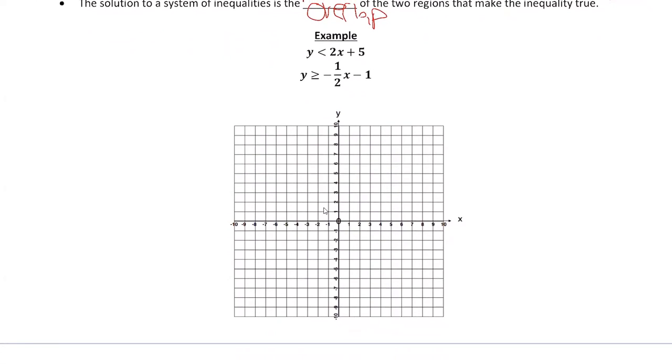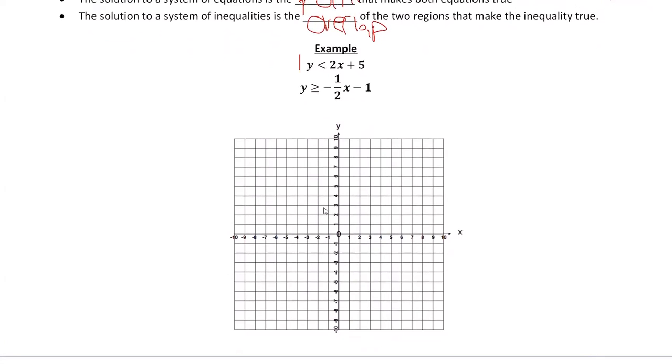Same idea, like I said. Usually when you're in class, I would have you use two different colors, but I like to first just ask myself the question: is it going to be dashed or solid? That one would be dashed because it's just less than. And since it's less than, we shade below. You don't need to write this out, but you definitely want to ask yourself those two questions in your head: dashed or solid, below or above. Those are the two things you need to think about before you graph each line.